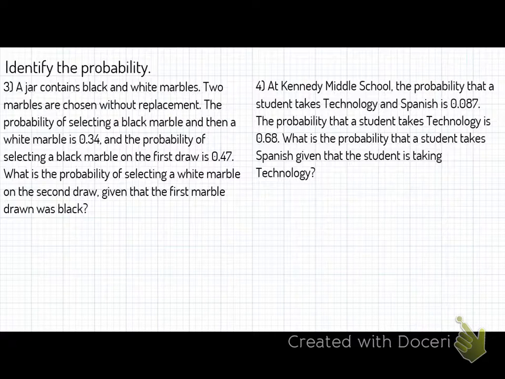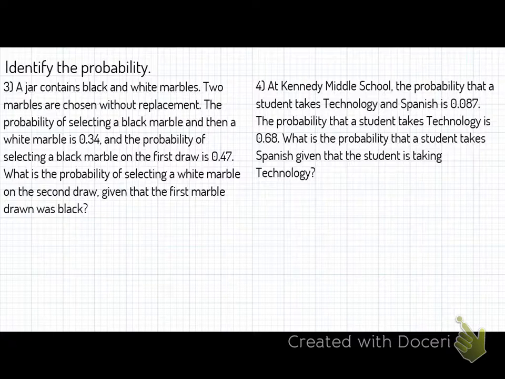So we don't know how many marbles there are in here. There could be hundreds in here, but we know that the probability of selecting a black marble and then a white marble is going to be 0.34. Does that make sense? And when we select each one, we're not replacing them back in. The probability of selecting a black marble on the first draw is 0.47, which means if you were to start over and just pulled one out, there's a 47% probability that you would pull out a black marble.